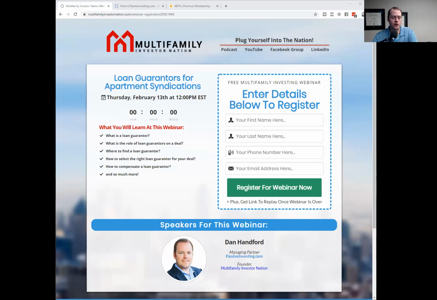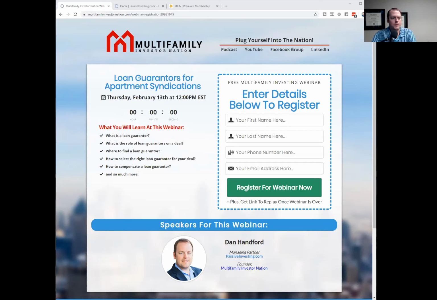One of the worst things you can do is find a deal, put it under contract, and then call a loan guarantor and say, hey, we're closing next week, we need a loan guarantor. They're not going to be happy. They want additional time to do their own due diligence and get to know you beforehand, which is why I tell all of our MFI and premium members to go build relationships with these loan guarantors now, before you have a deal. That way they can get to know you beforehand, and it's not the first time they hear from you when you need something.